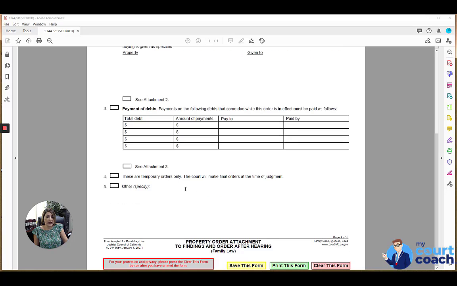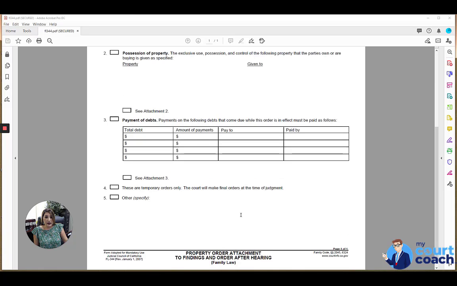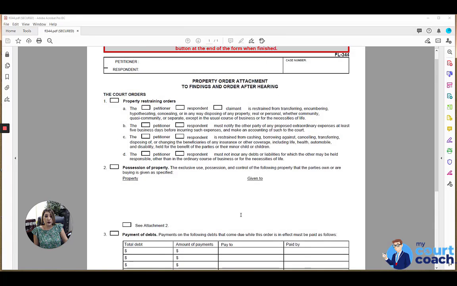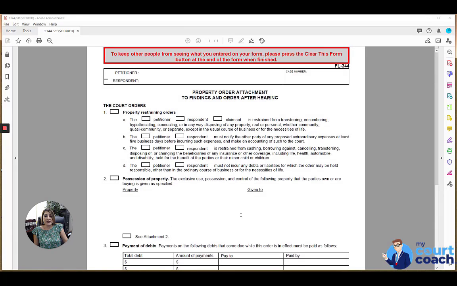Again, more than likely, these are going to be temporary orders, so make sure to mark box number 4 that states as much. If there's any other order that's made that is in relation to property orders that's not specified above, you can mark box 5 and describe what that order is here. And again, this is a form that eventually will be attached to your FL-340, your findings and order after hearing, as you submit it to become part of a formalized order by the court.